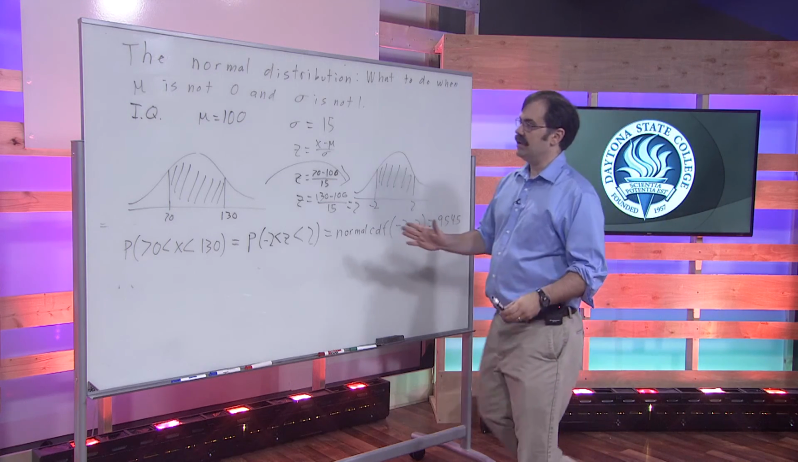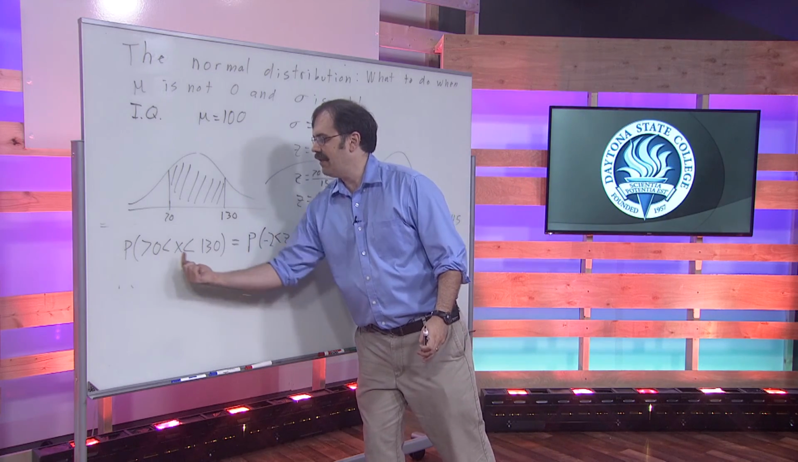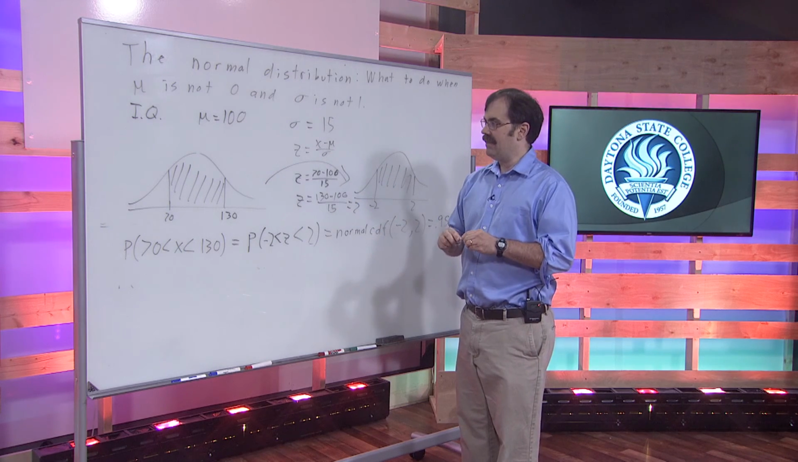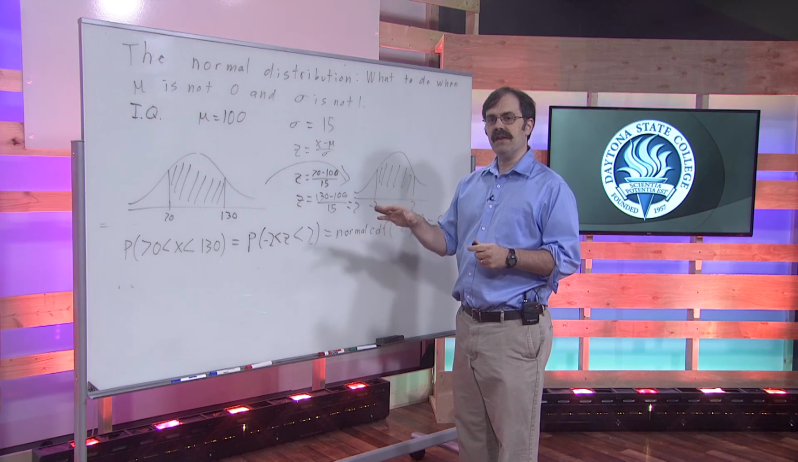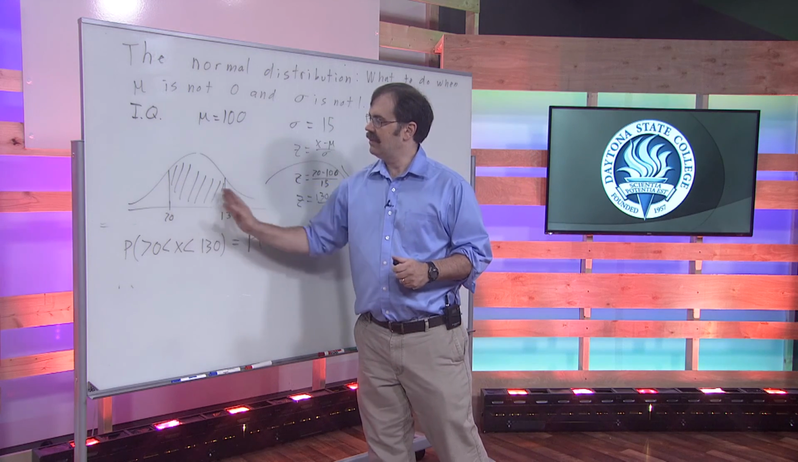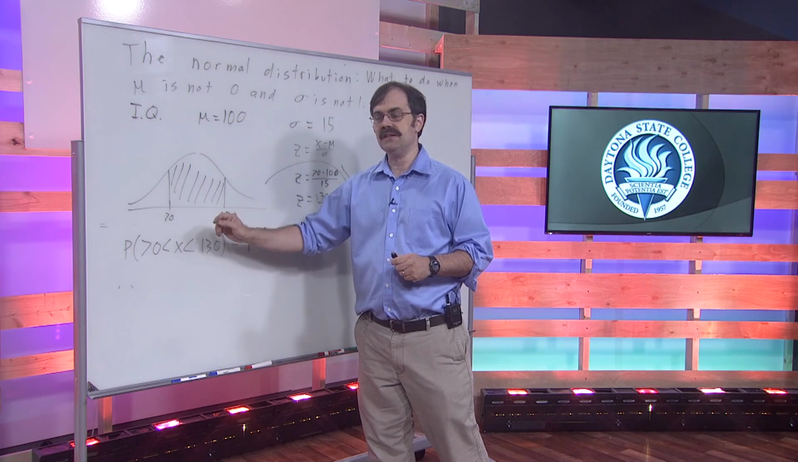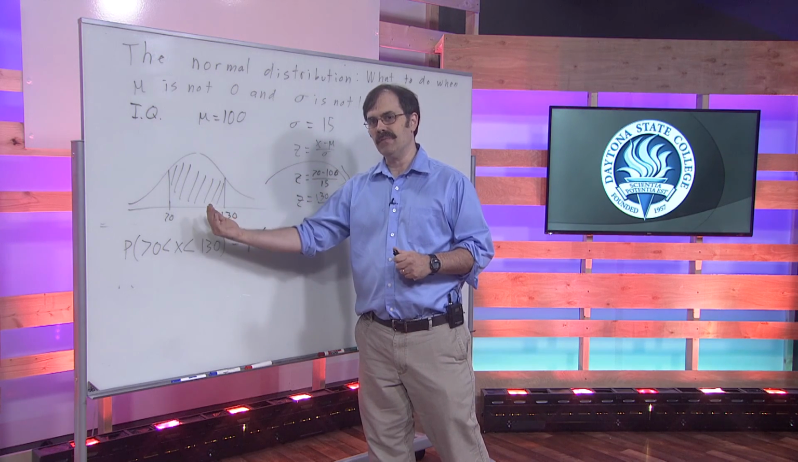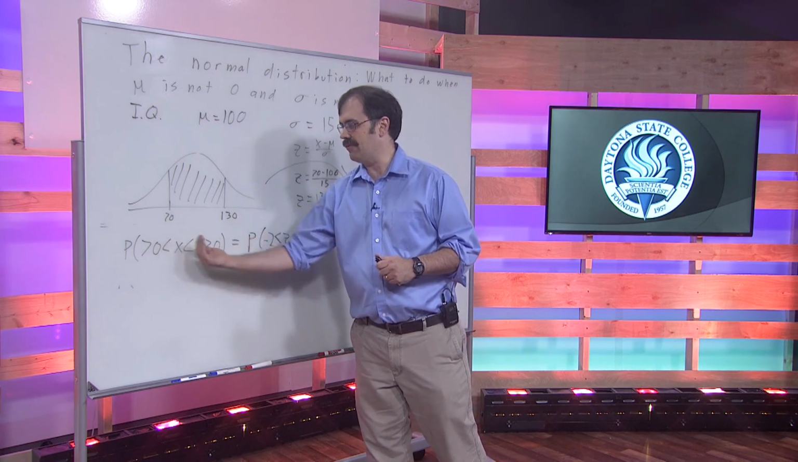And this is what you would do if you have 2 values here and you're trying to calculate the probability that you randomly select something from a population that is normally distributed, and you have a lower limit and an upper limit, or a lower bound and an upper bound.